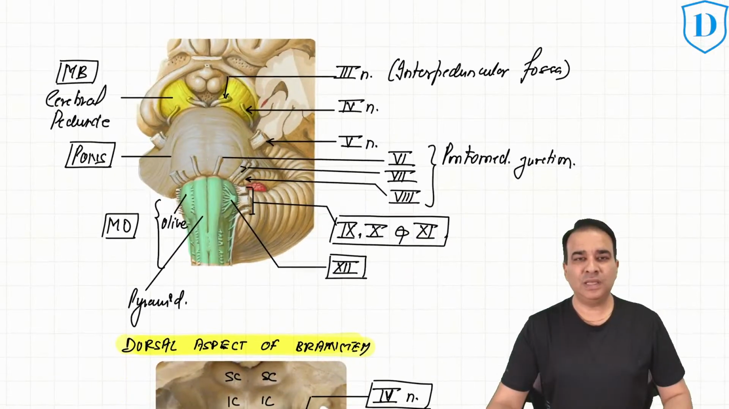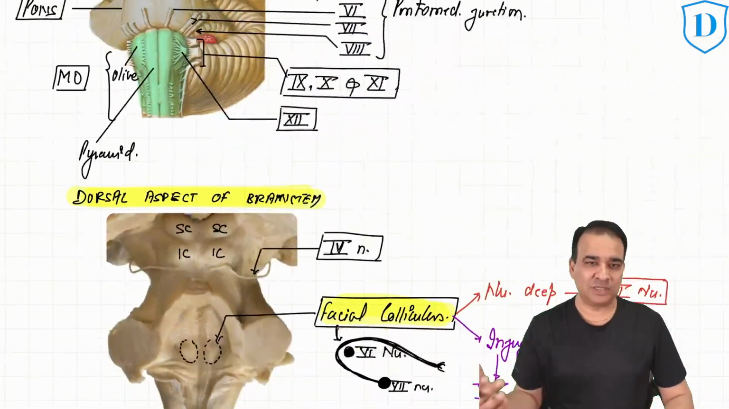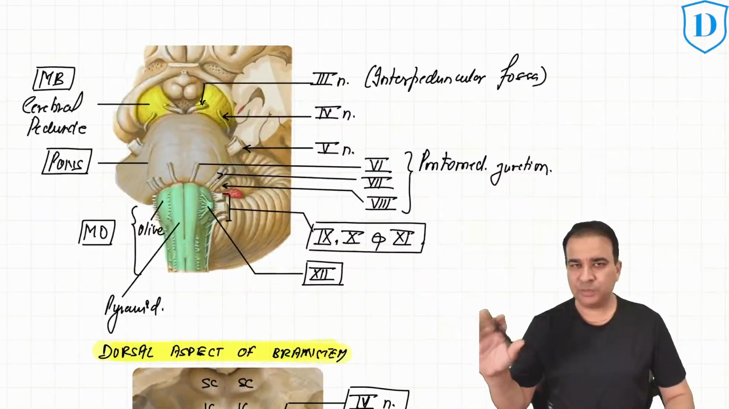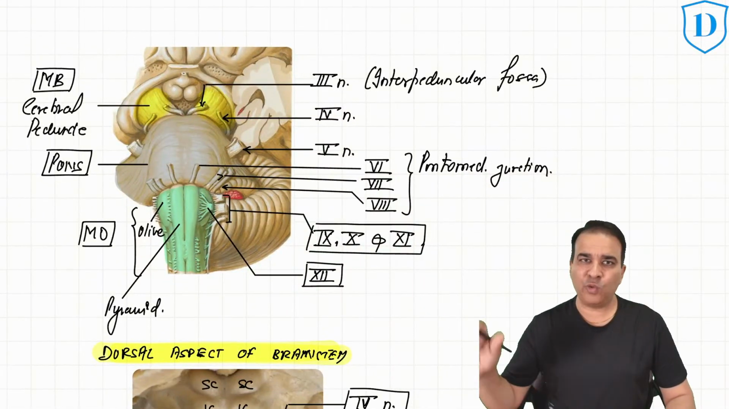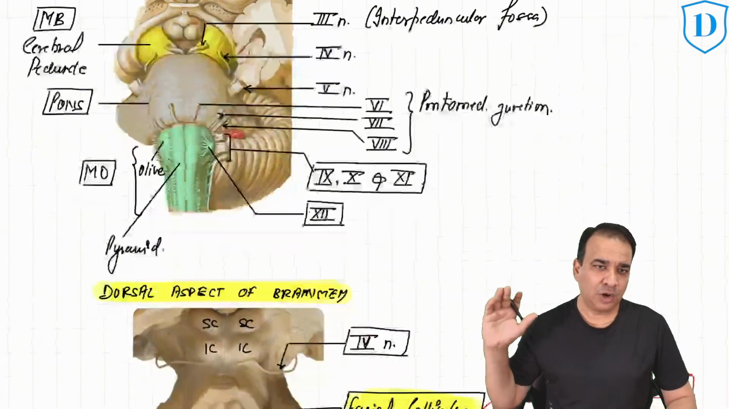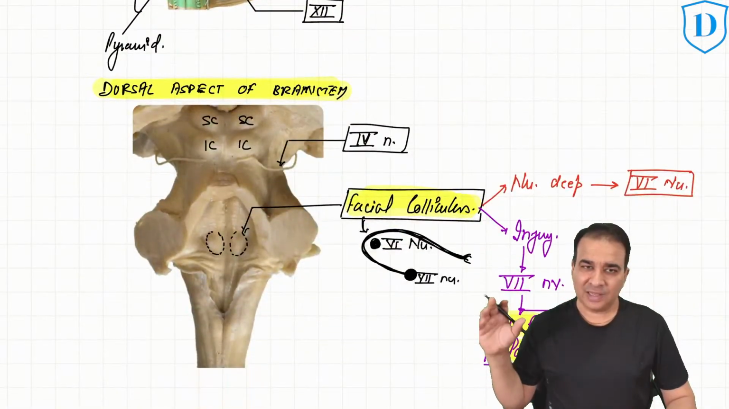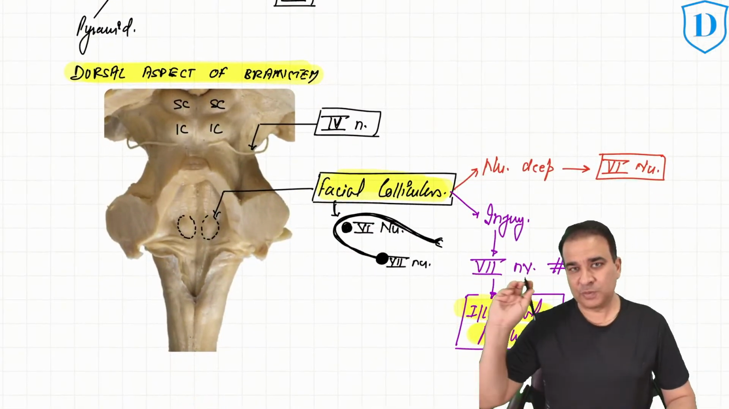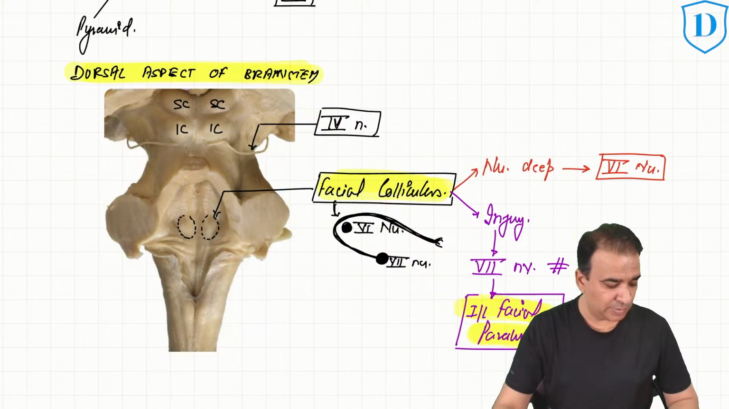Right, so guys, this is about the ventral aspect of the brainstem and the dorsal aspect of the brainstem. If they ask a question from the ventral aspect, there is a highest probability that they will ask you about some cranial nerve. If they ask a question from the dorsal aspect, again there is a highest probability that they will ask you a question on the facial colliculus. Whatever it is, you should be able to answer.